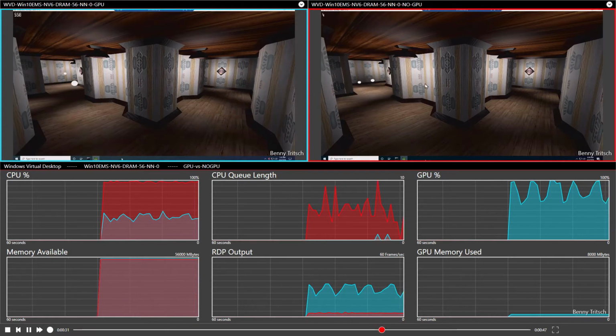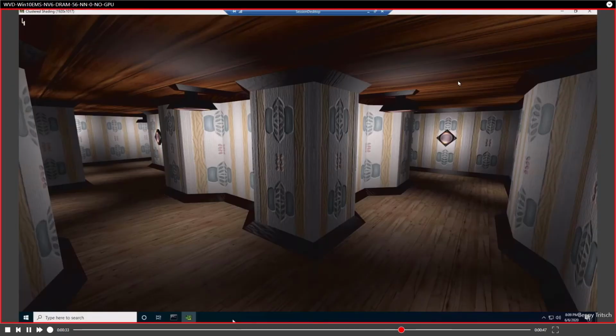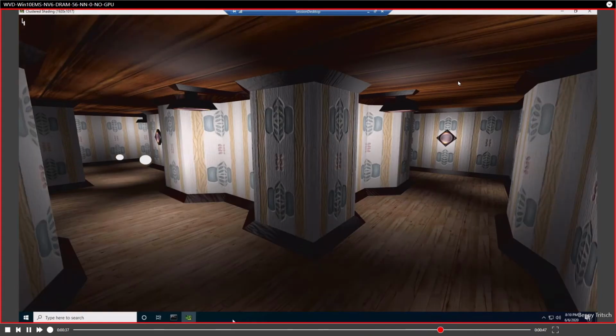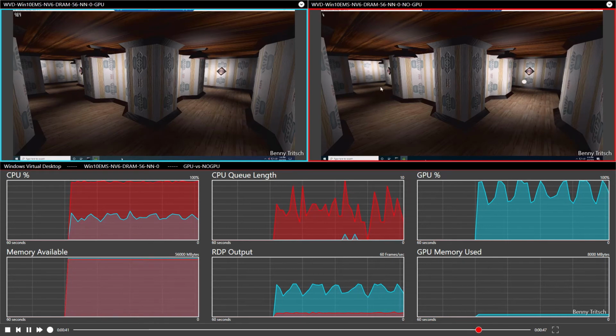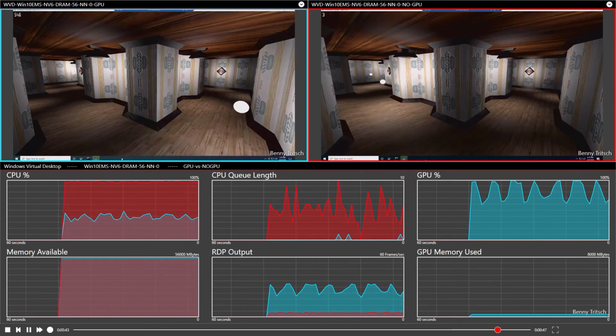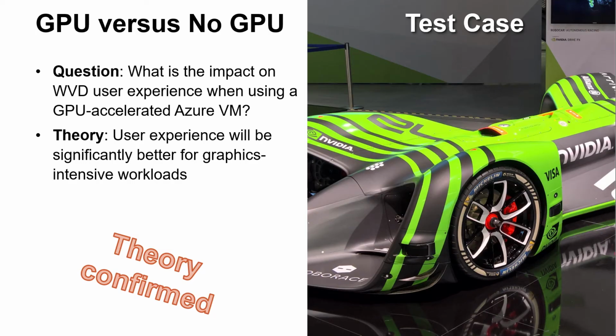On the right side in red, the CPU is saturated at 4 frames per second. The CPU queue length is very high. One user can bring this VM to its limits, and performance simply sucks. The theory is confirmed. GPUs improve perceived WVD user experience significantly.